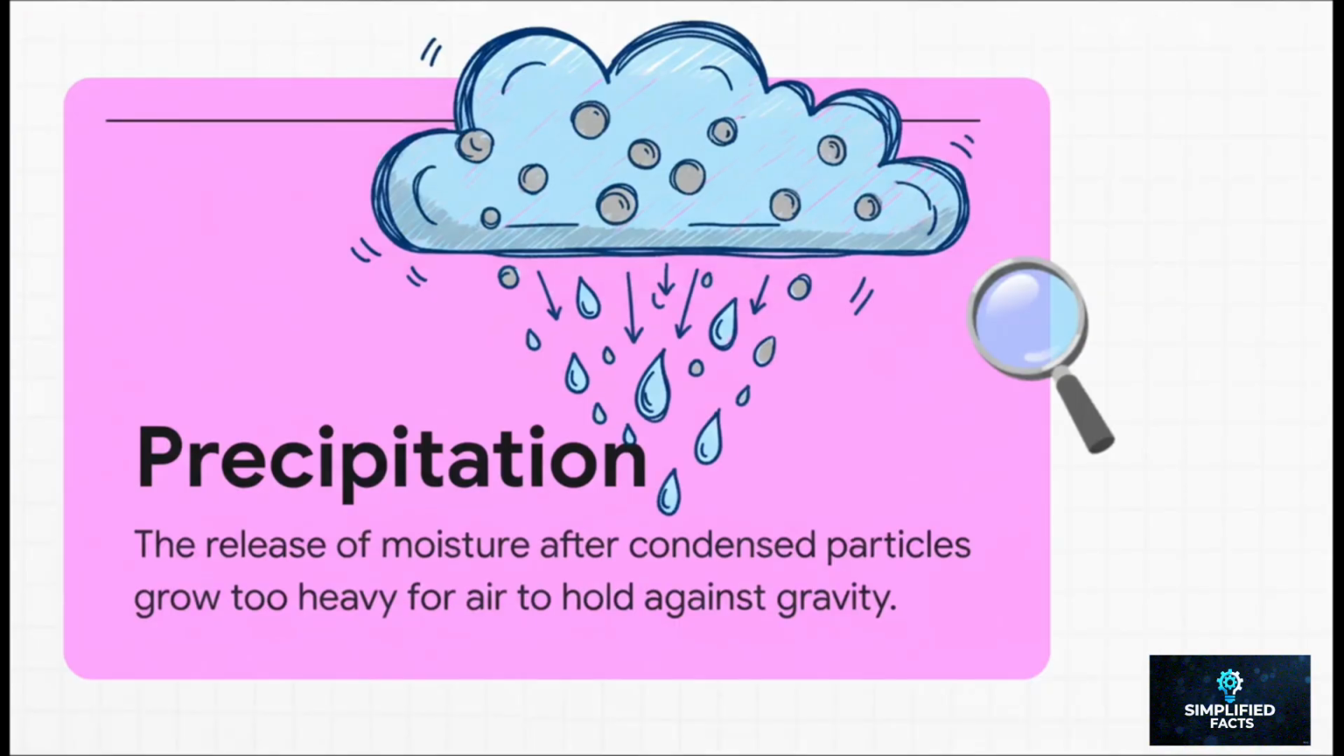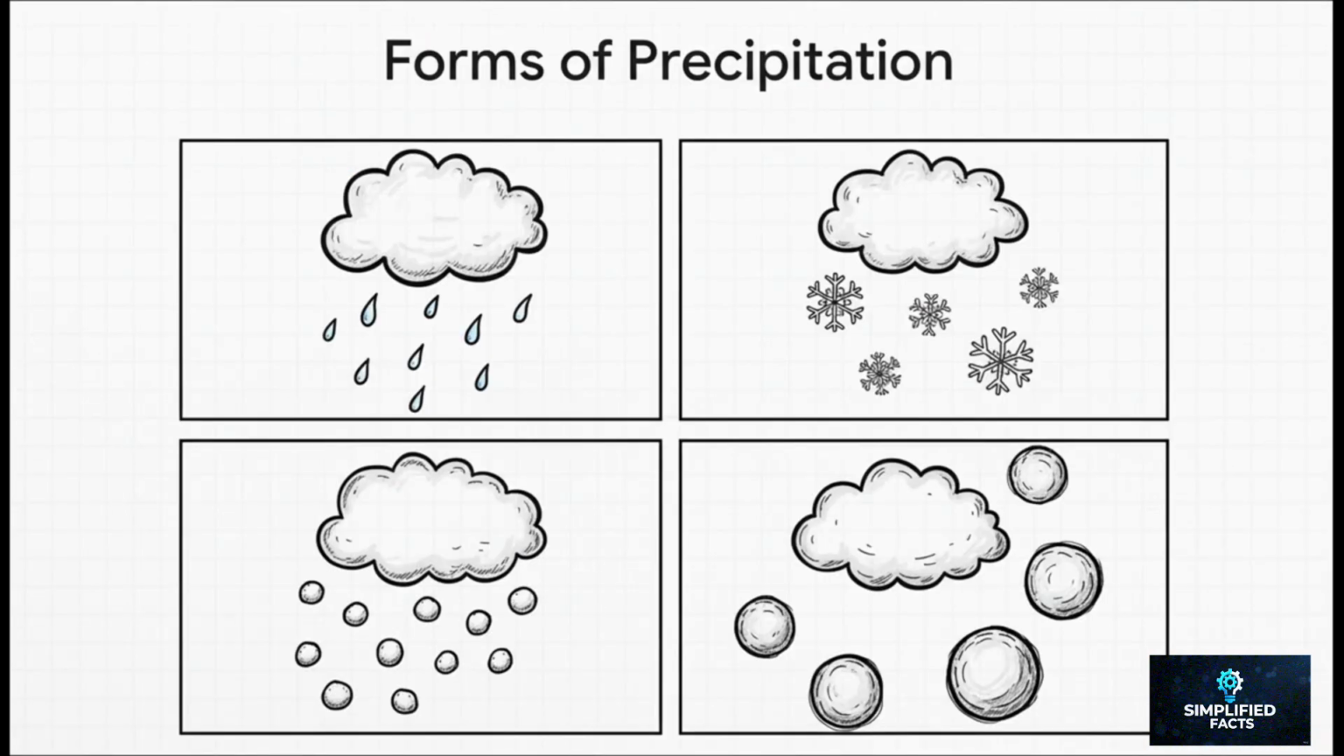So what's happening is that inside that cloud, all those tiny water droplets that formed on the dust particles are bumping into each other, merging and growing bigger and heavier. Eventually, they get so heavy that the air currents inside the cloud just can't hold them up anymore. Gravity wins. And precipitation comes in a few different flavors. The most common, obviously, is rainfall.